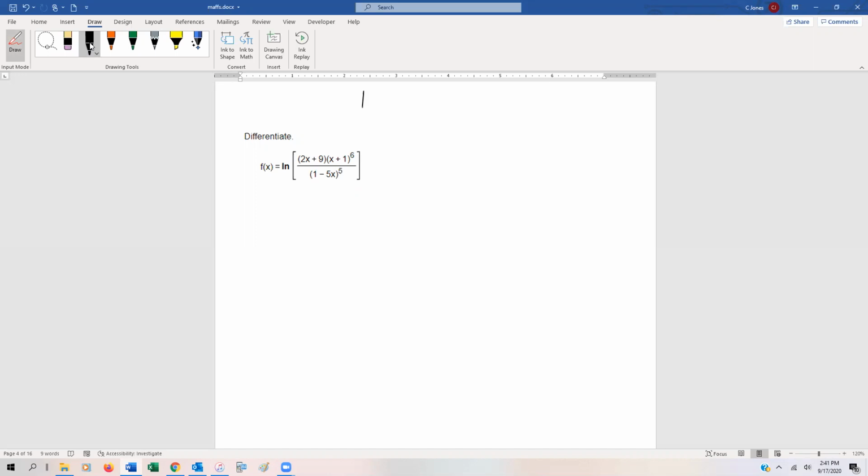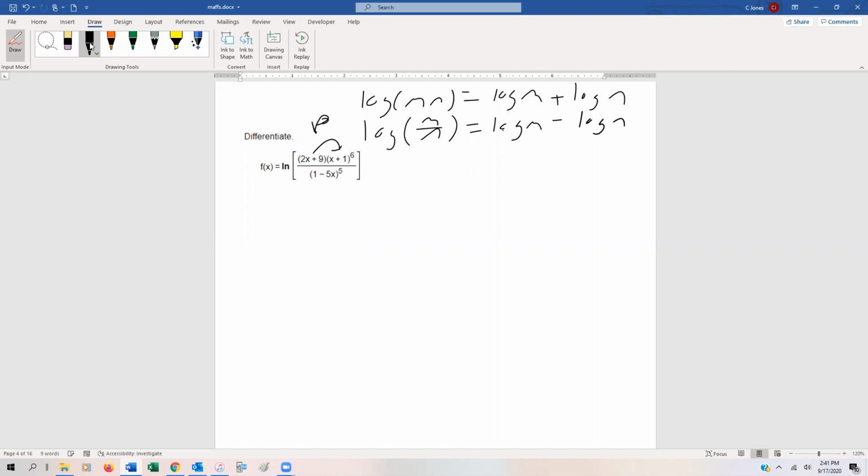We're just using the rules of logarithms. Remember, we have two rules. We have log of mn equals log m plus log n. And then another rule that we have is log of m over n is equal to log m minus log n. And we're actually going to use both of those rules because we have a product in the numerator, but we also have a quotient, obviously.